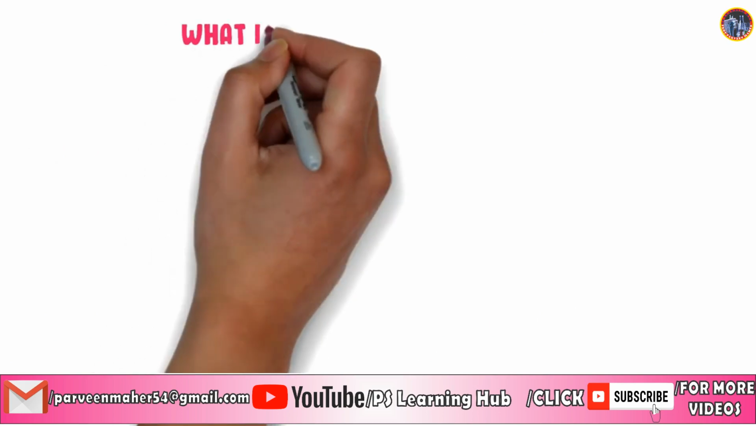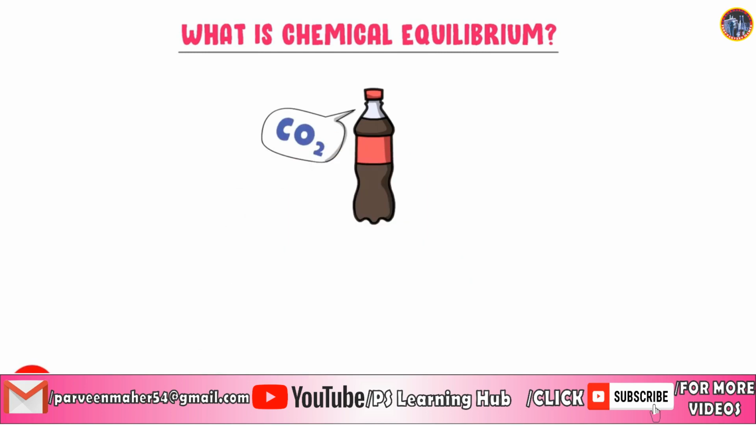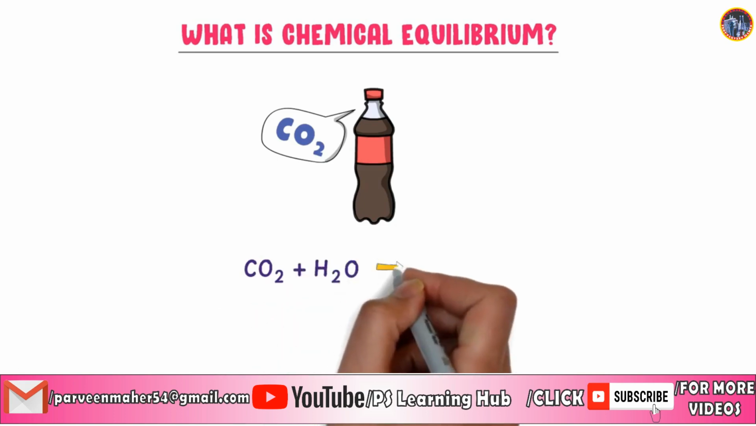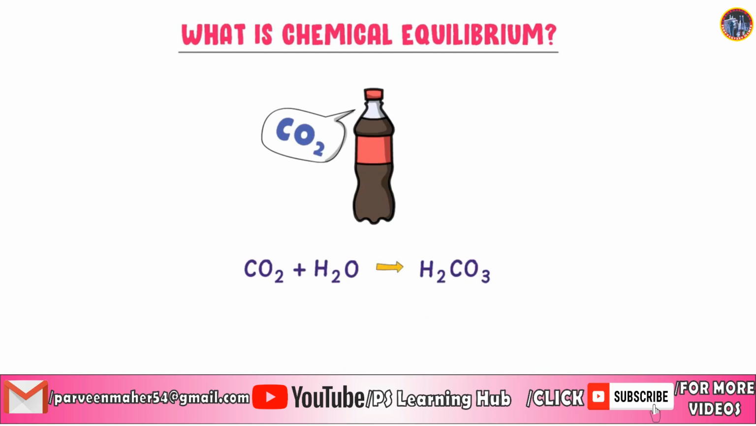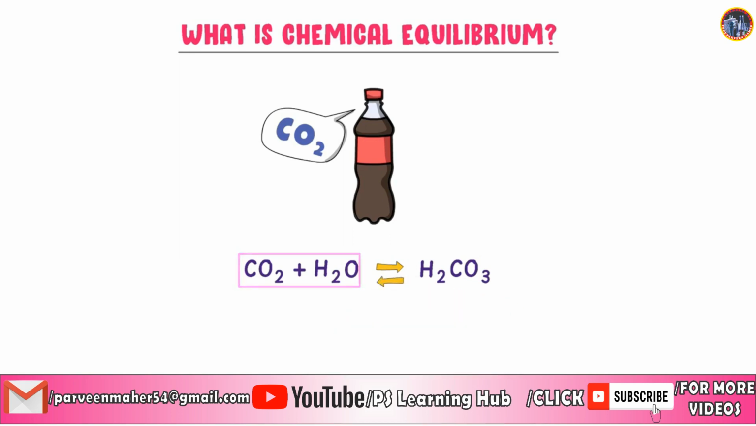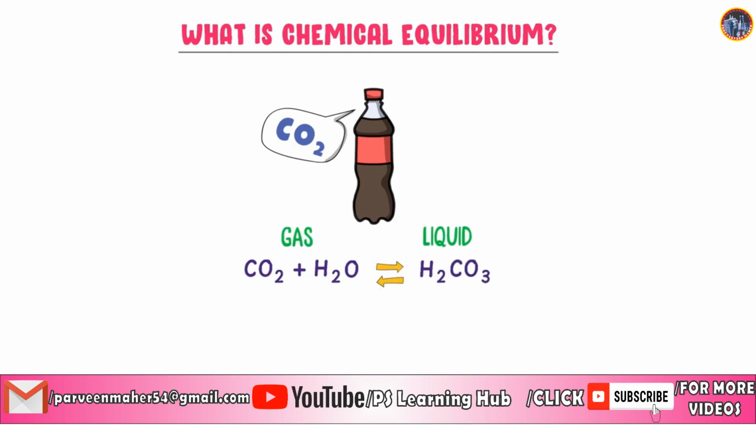Now let me teach you what is chemical equilibrium. Well, consider a bottle of carbonated drinks. We know that in the bottle, the carbon dioxide gas is present in the space between the liquid and the cap. Now carbon dioxide gas will dissolve in water to form carbonic acid, H2CO3. Secondly, carbonic acid will break down to form water and carbon dioxide gas. Hence we say that carbon dioxide moves from the gaseous phase to the liquid phase and then from the liquid phase to the gaseous phase.